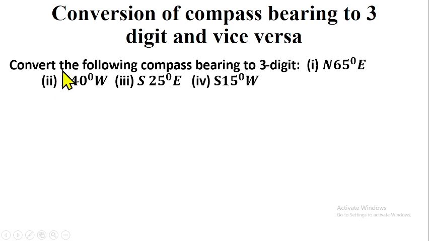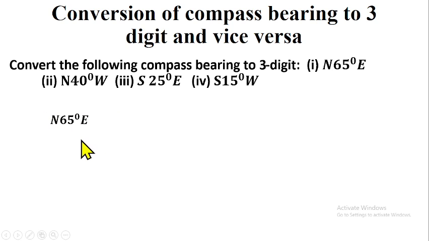So let's see how you can convert the following bearings to 3-digit bearing. We are given all these bearings in compass bearing, so we are taking them to 3-digit bearing. The first one, we have 65° northeast. You want to take it to 3-digit bearing. Let's see how we do that. So this is 65° northeast. How do I change this compass bearing to 3 digits?